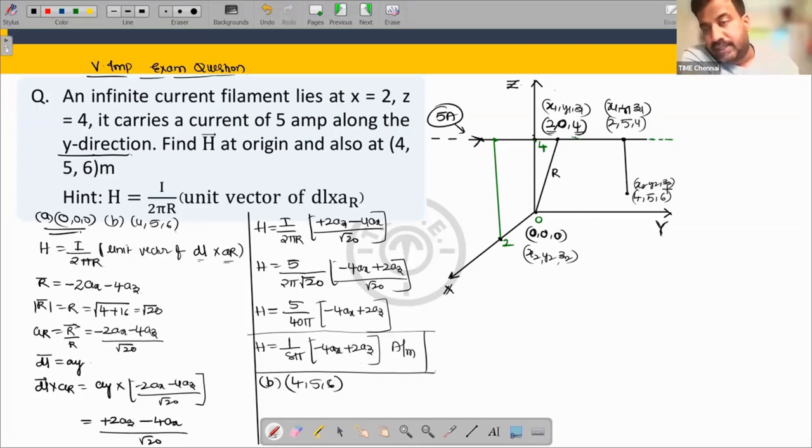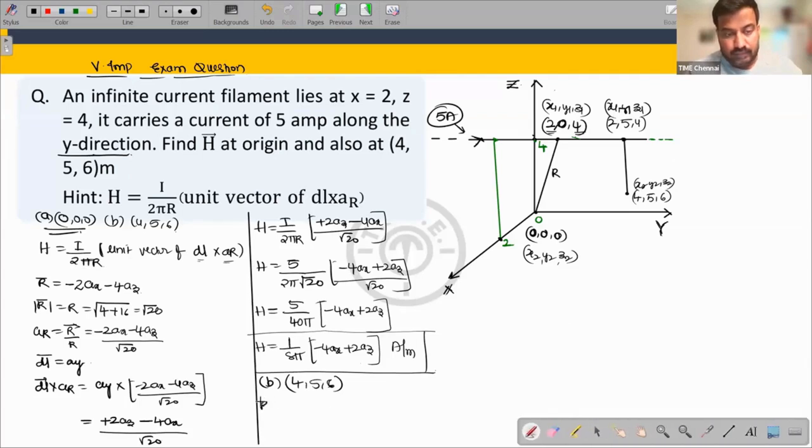So this is x2 y2 z2. This is x1 y1 z1. We need to use this formula. Find r. So what is r now? x2 minus x1, 2x, plus 2az. Mod of r, which is r, is under root 8.